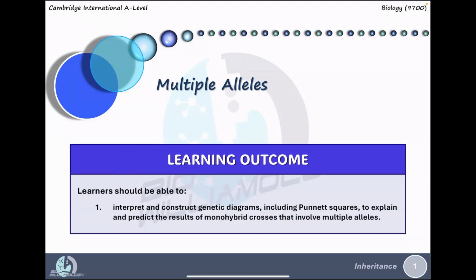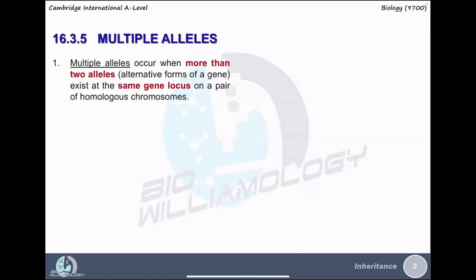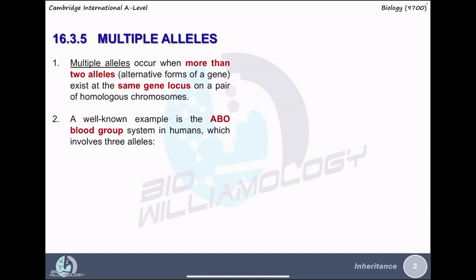Let's get started. So multiple alleles means that there are more than two alleles existing at the same gene locus on a pair of homologous chromosomes. Typically, we always think that the allele will be either a dominant allele or a recessive allele, only two copies. But when there are more than two alleles, this condition is known as multiple alleles, and it has its unique inheritance pattern.